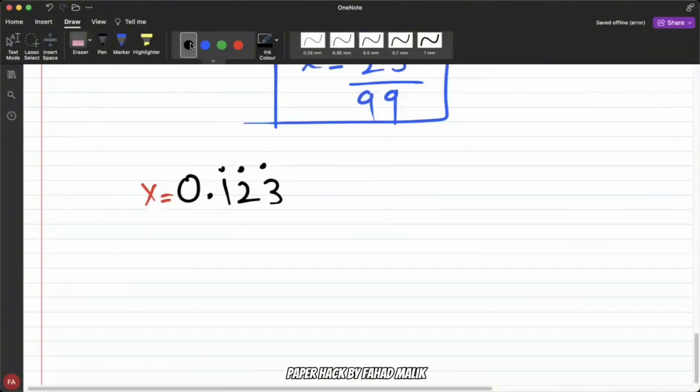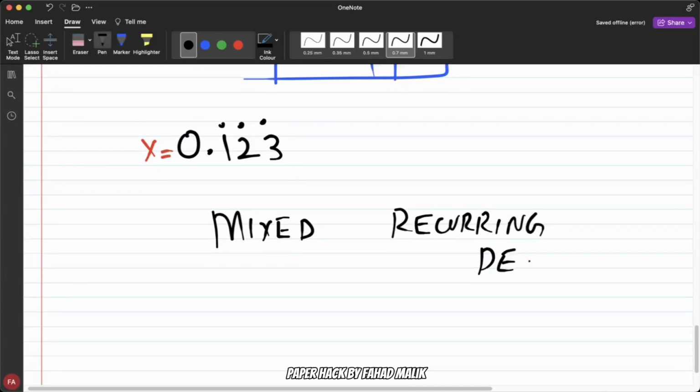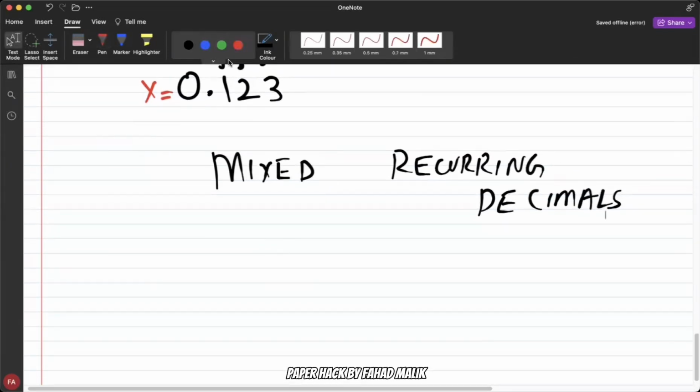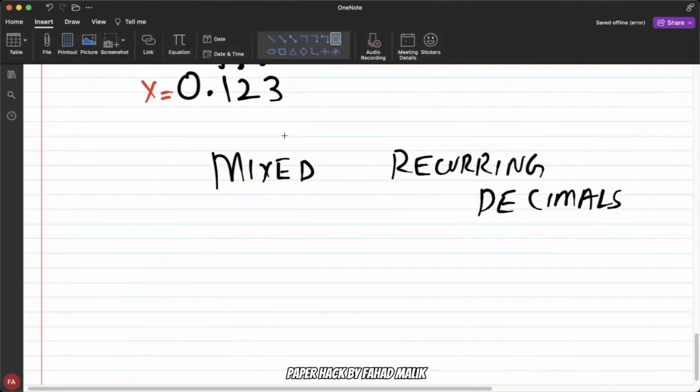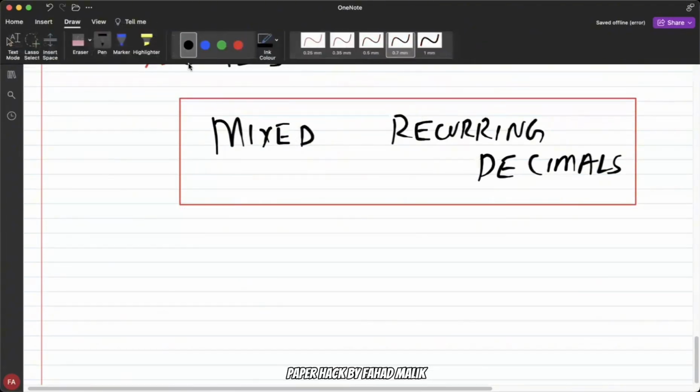All right, so now let's discuss the second type of question that we can get in this topic, which is again the mixed recurring decimals. In this case, it's kind of easy to understand. Now that you have the basic rudimentary concept of how we deal with pure recurring numbers, this one is quite similar to that. Anyways, let's check this out.